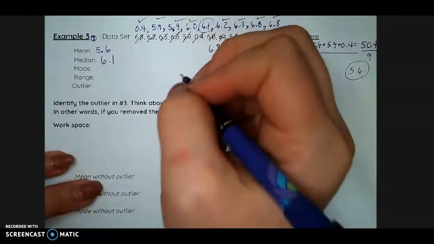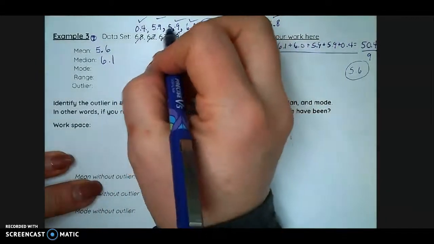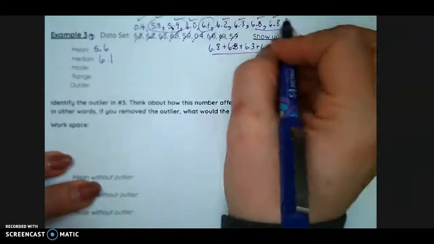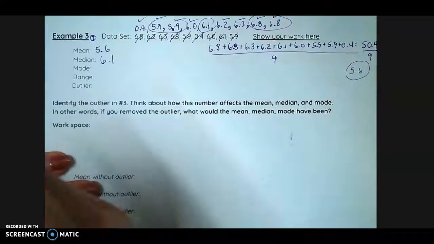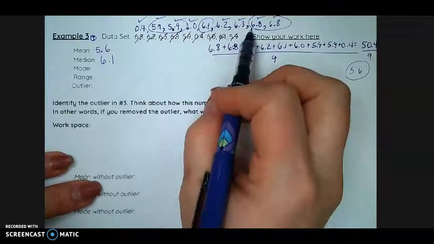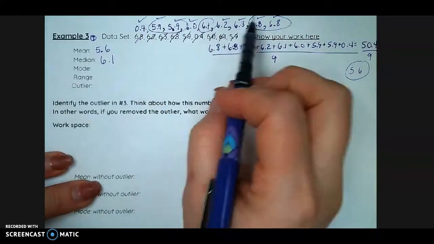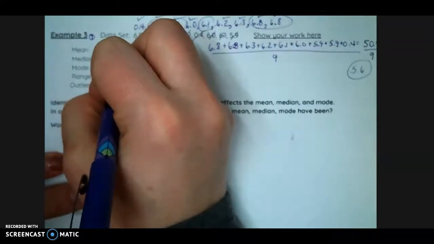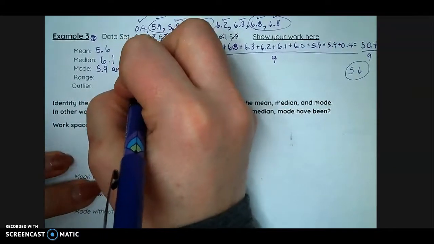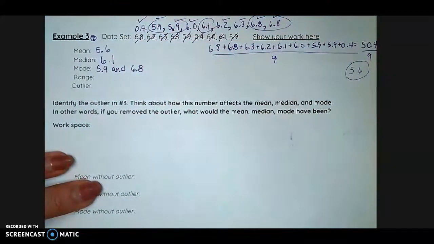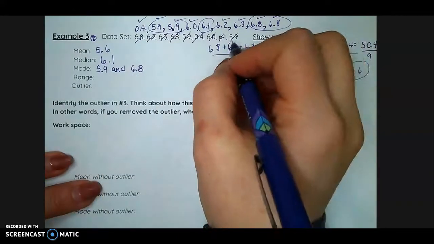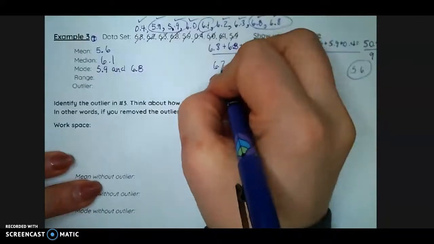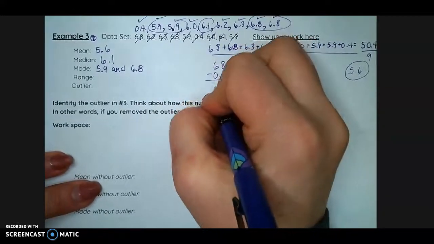My mode, you'll notice I have two different data points that have multiples. And since they both have the same number of multiples, there's two 5.9s and two 6.8s, I am going to have two modes. So I can have no mode, one mode, or more than one mode. So the mode's pretty flexible. The range is still the largest minus the smallest.